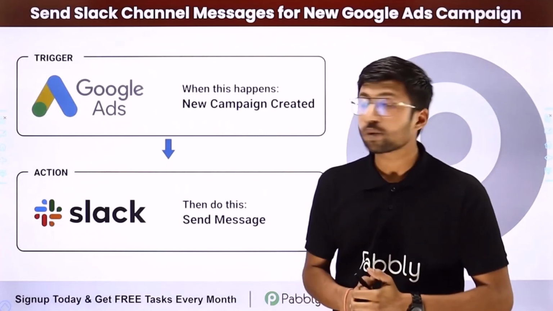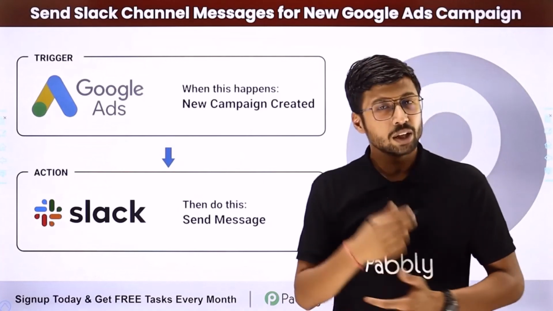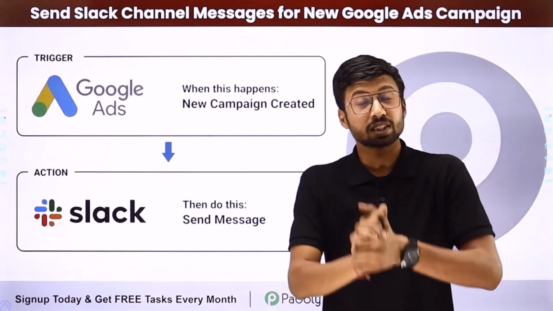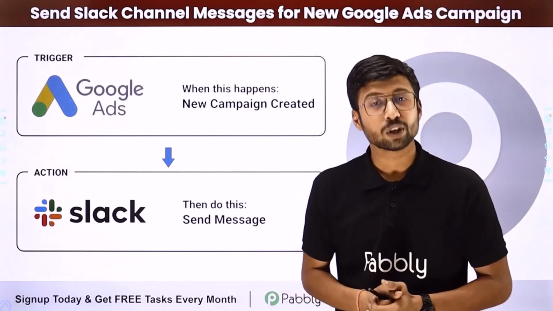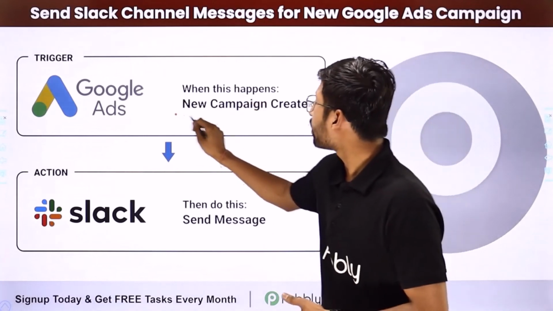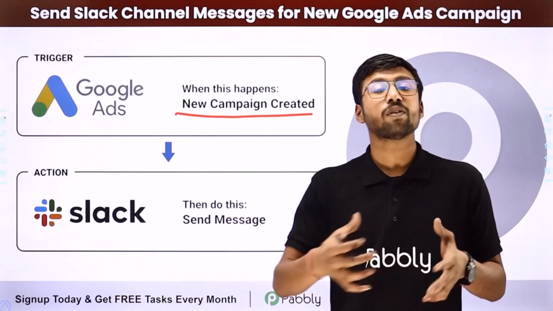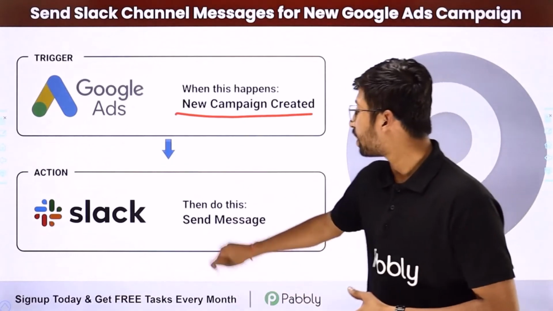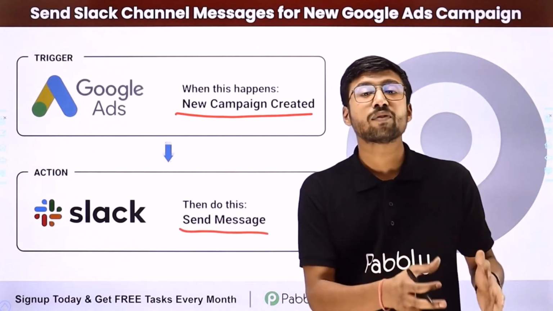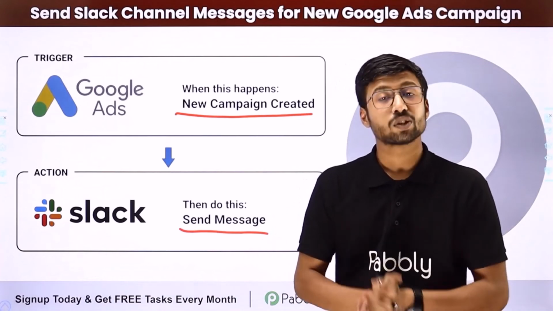So in this video, we are going to learn how to send Slack channel messages for new Google Ads campaign. So if you're running some Google Ads and you keep on creating new campaigns for your business, this automation is going to help you a lot to update your team members. So using this automation, whenever we are going to create a new campaign in our Google Ads account, automatically the details of that newly created campaign will be shared as a message on our Slack channel with our team members. In this way, you don't have to manually create a campaign and after that share that campaign details or updates with your team members on Slack.